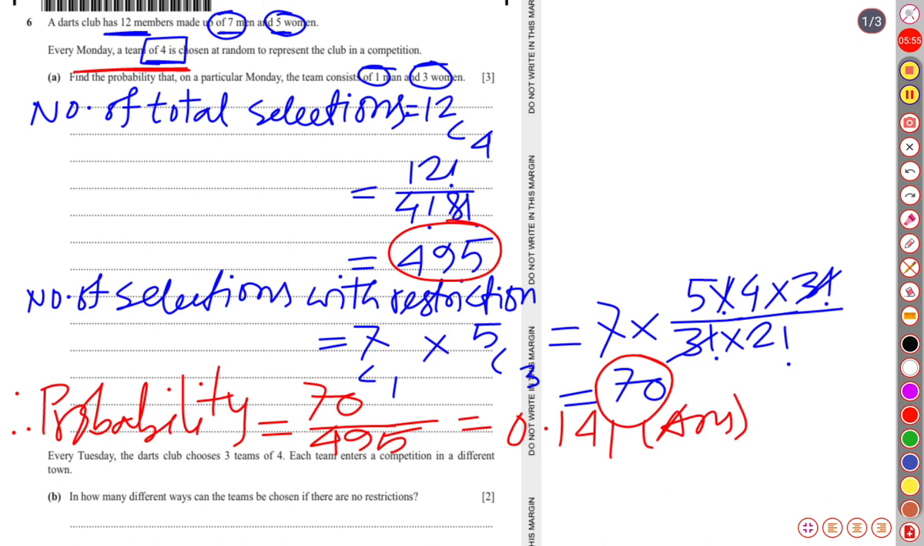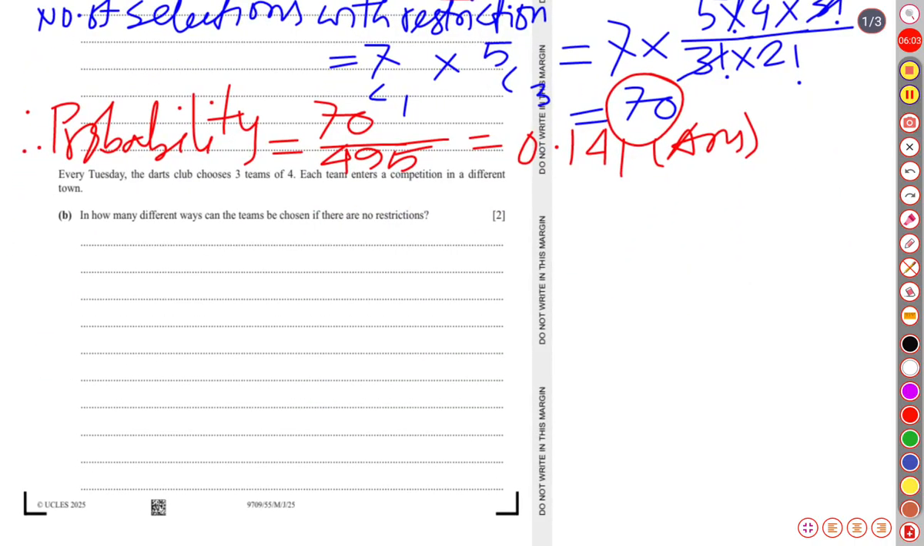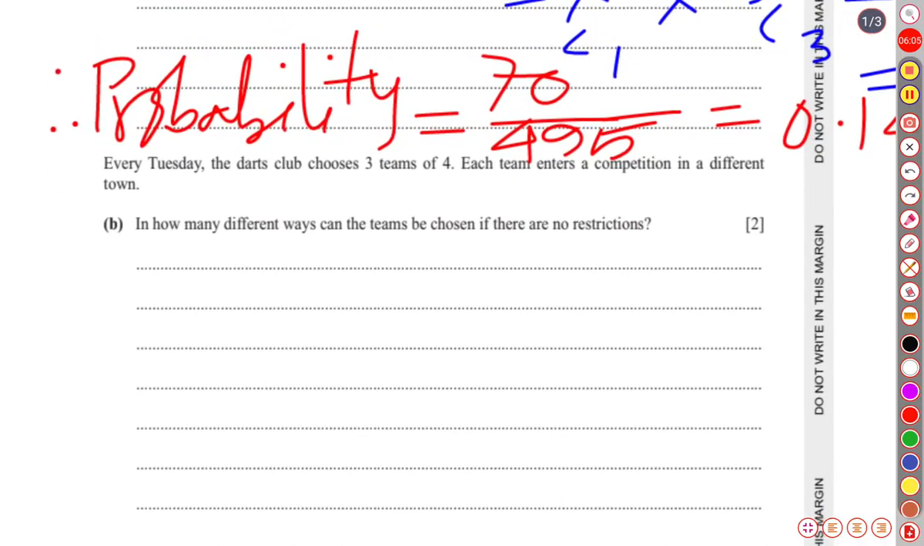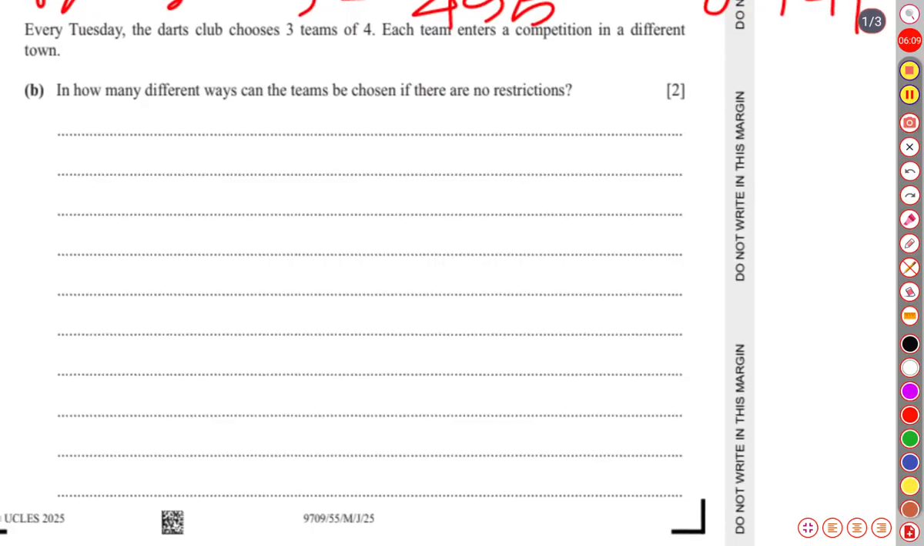This was actually a very simple question. Let's move on to the immediate next question. It says that every Tuesday, the darts club chooses three teams of four. Each team enters a competition in a different town. In how many different ways can the teams be chosen if there are no restrictions?